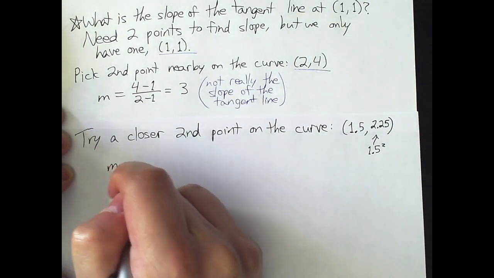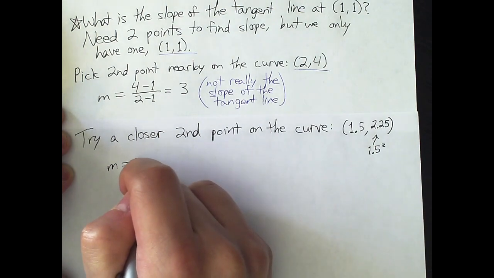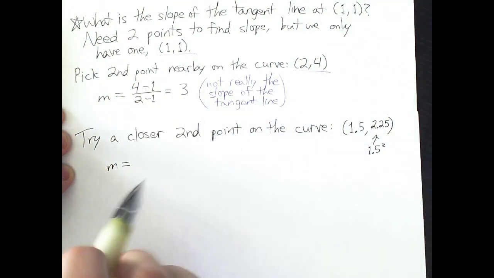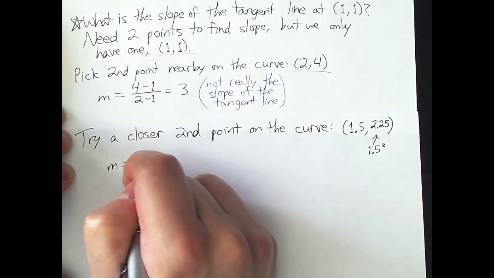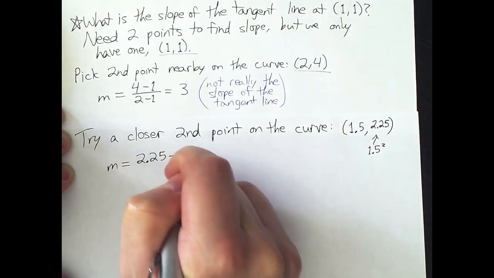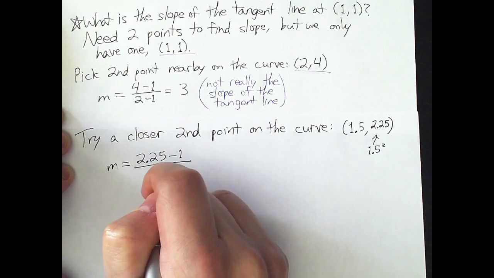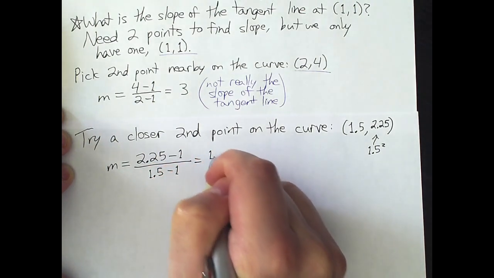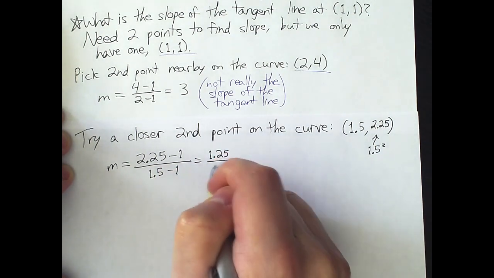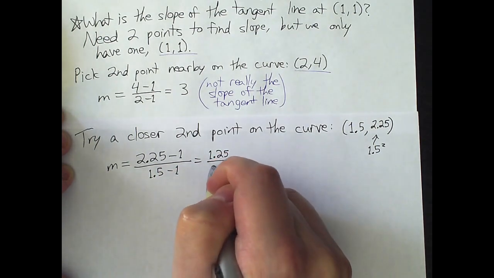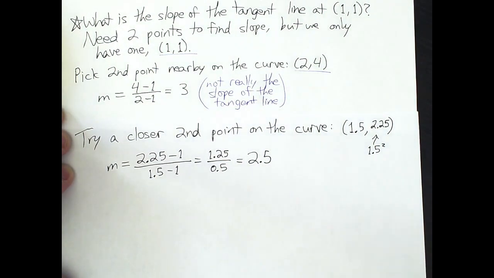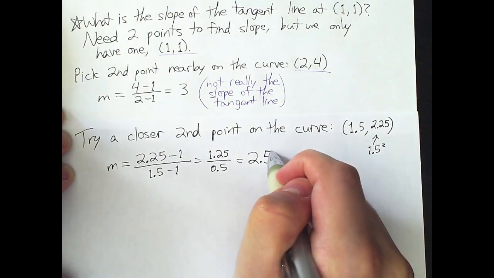And if we calculate the slope of the line connecting these 2 points, 1 comma 1 and 1.5 comma 2.25, you get 2.25 minus 1 over 1.5 minus 1. This is 1.25 over 0.5, which simplifies to 2.5.